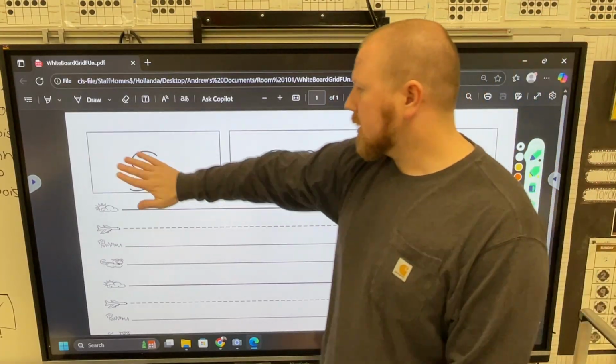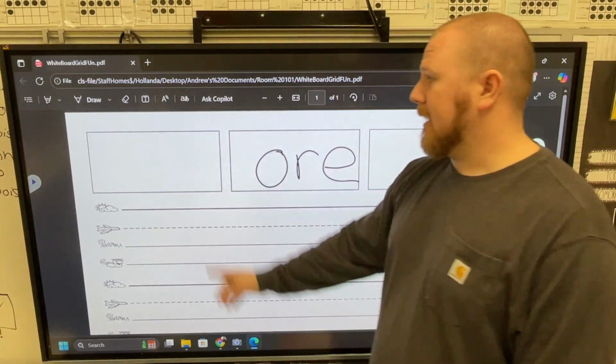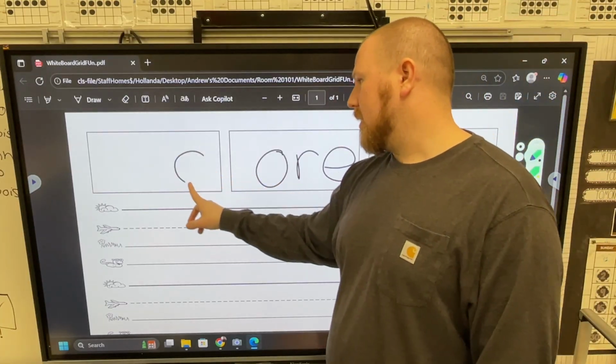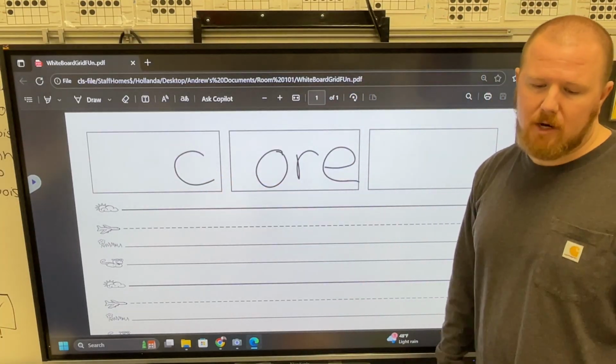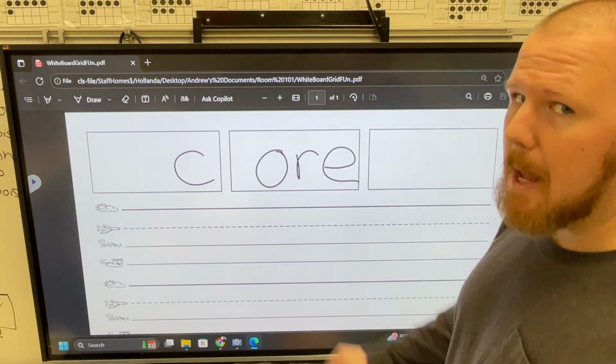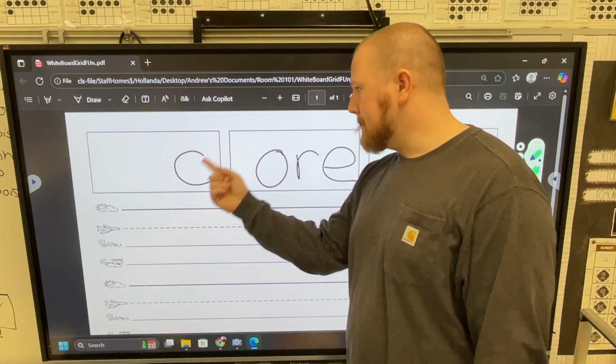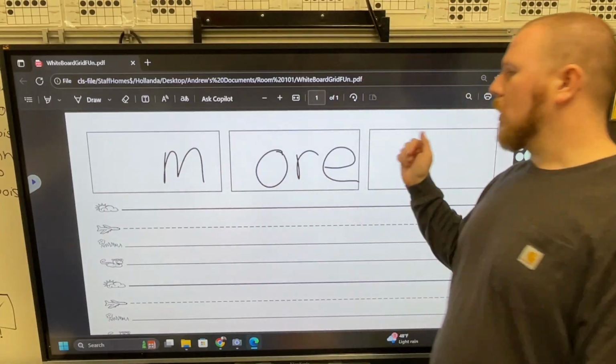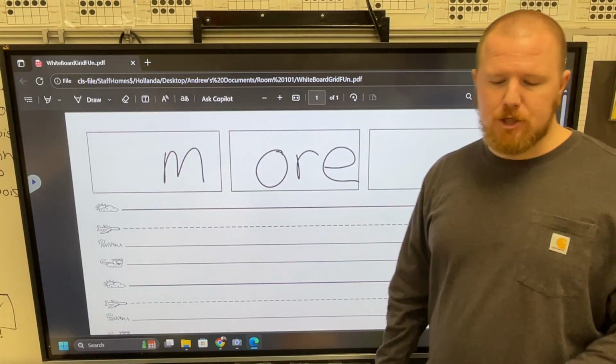Okay, then we're going to change soar to core. Core. Is that C or K? K takes I and E. So C takes the other three. Core. And then the last one is more. More. Good. Erase your boards, put them away.